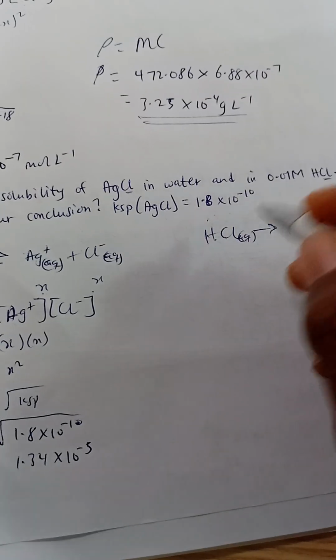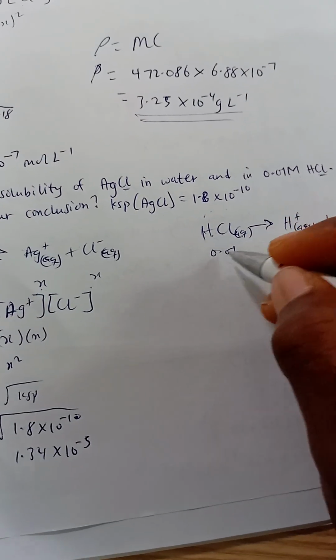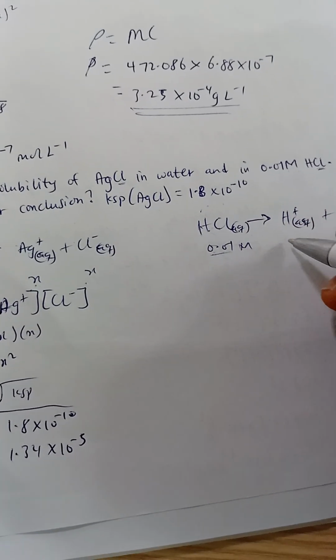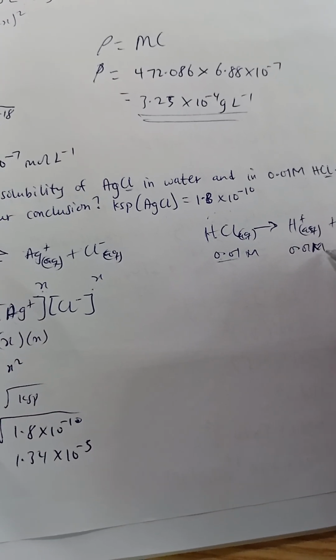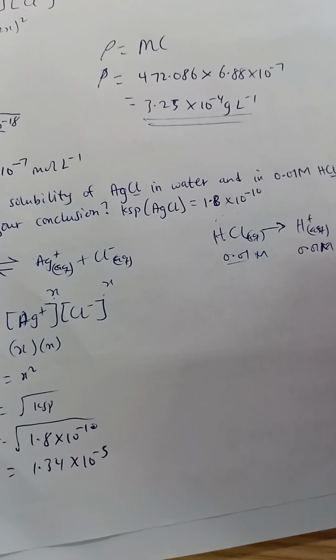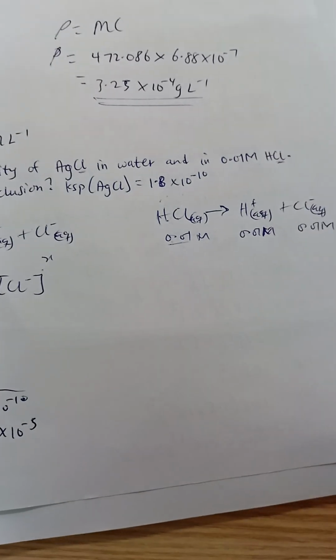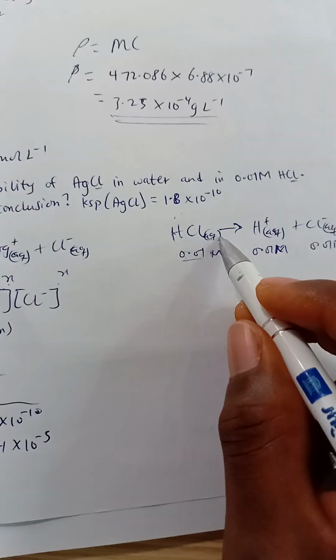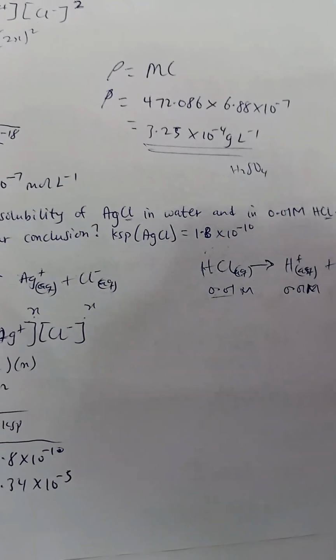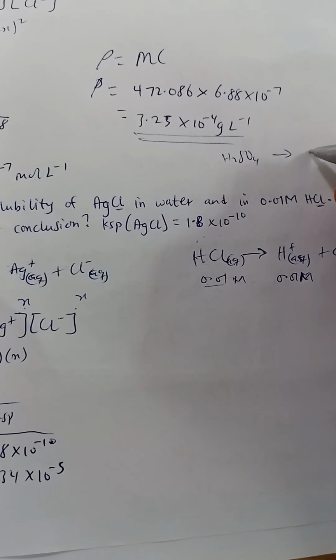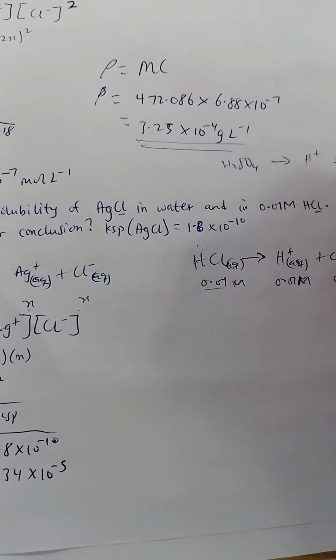So whatever concentration of the HCl you have, you have the same concentration of H plus and the same concentration of Cl minus. You see, this is a monoprotic acid. So assuming it was H2SO4 and you're balancing it, you'd have gotten H plus and SO4 2 minus.